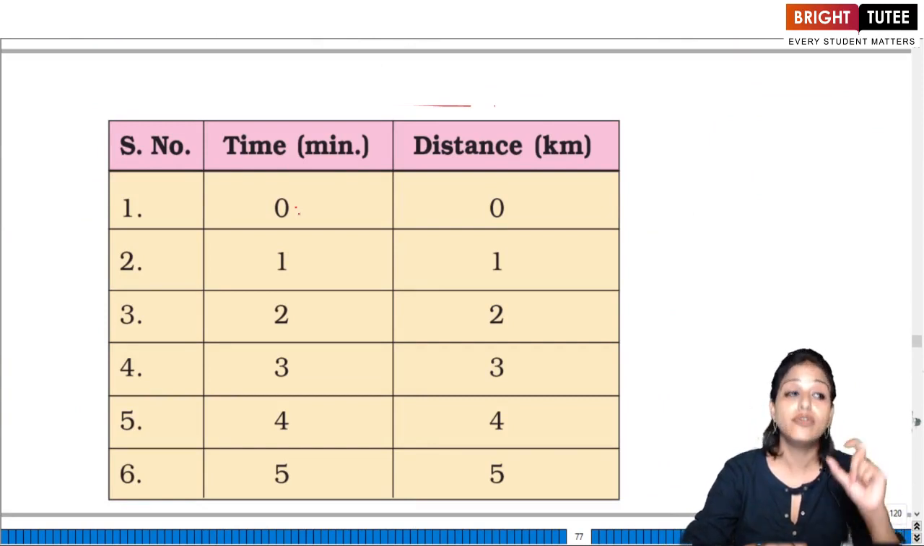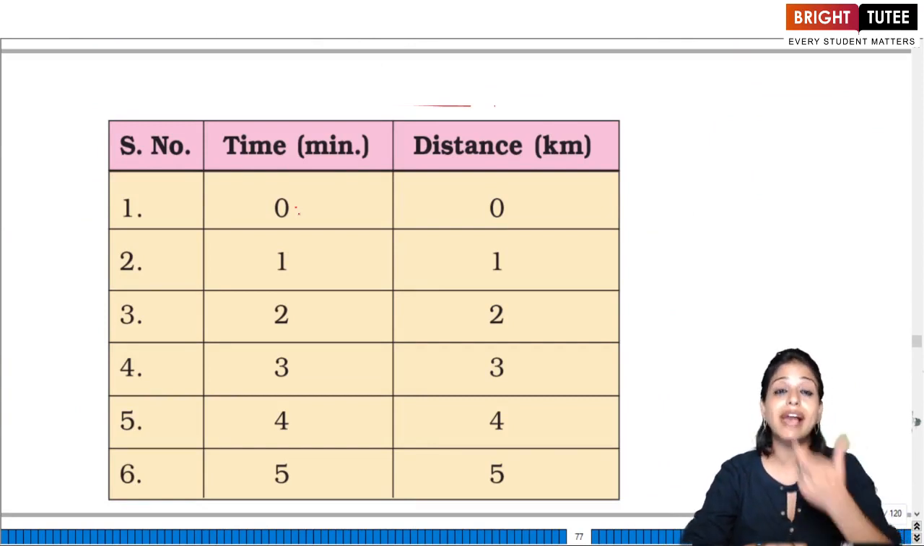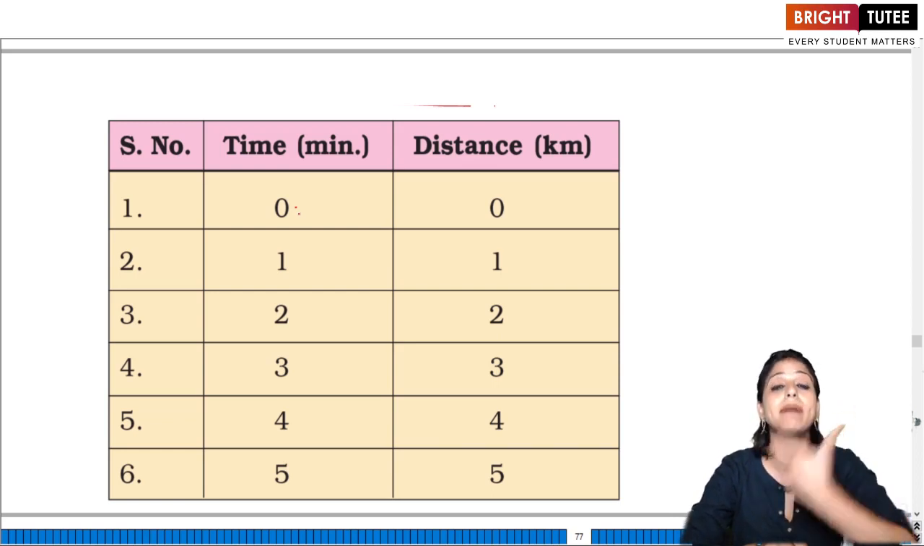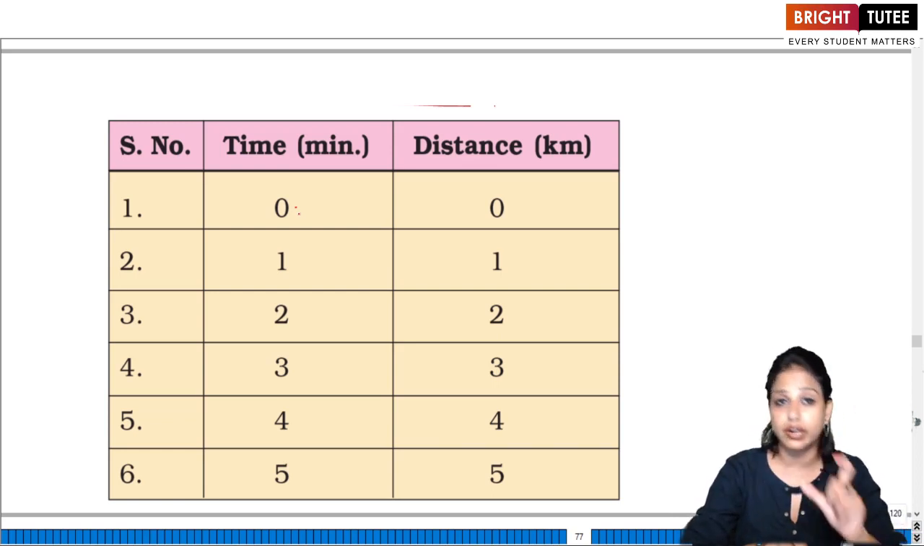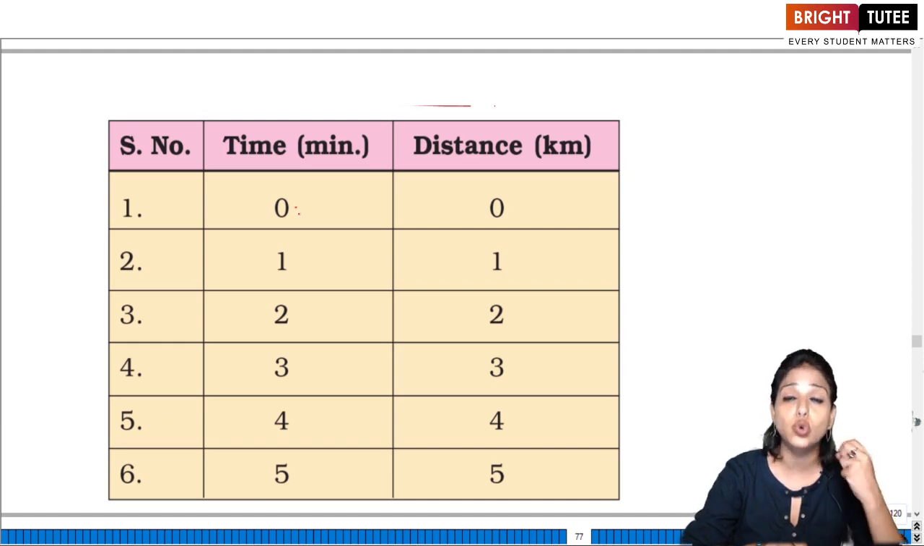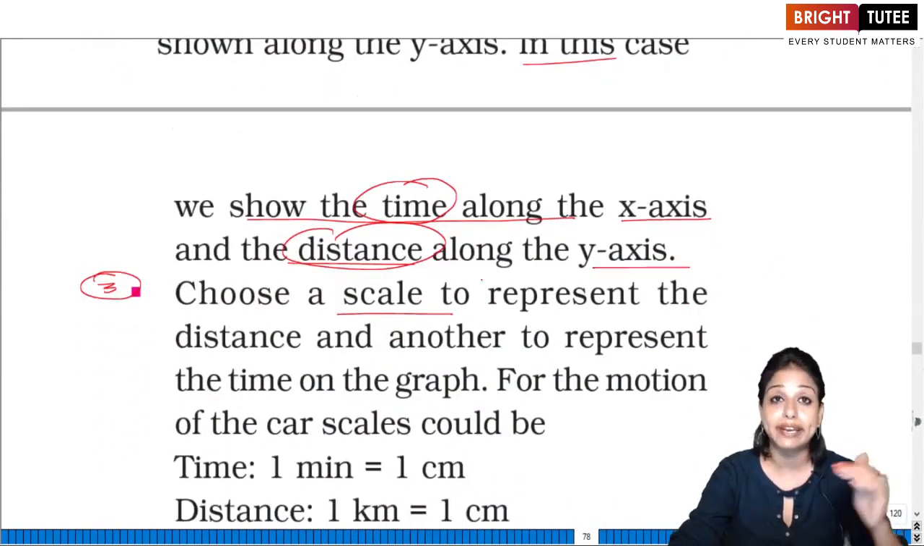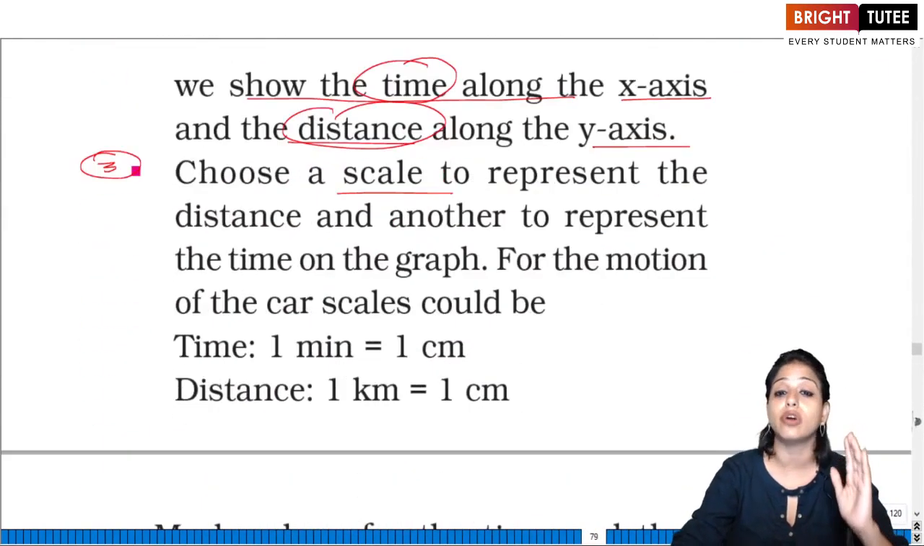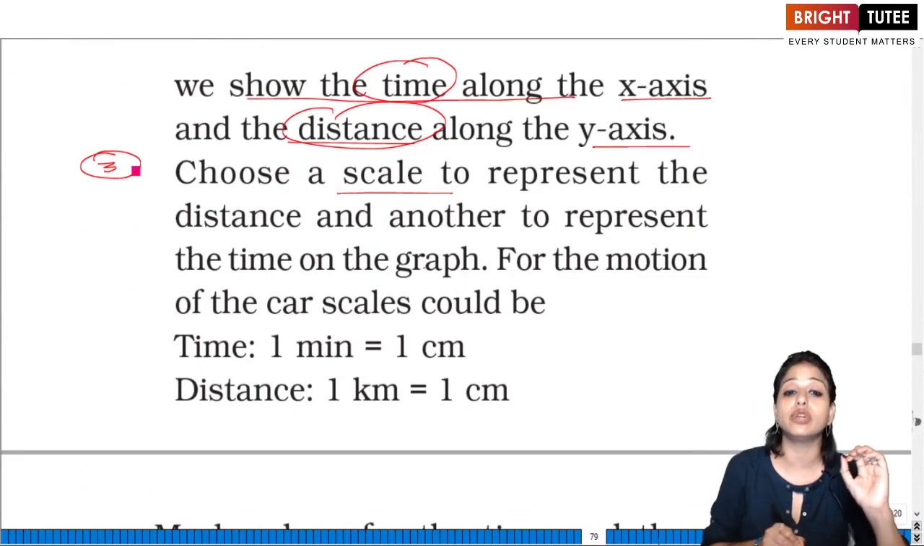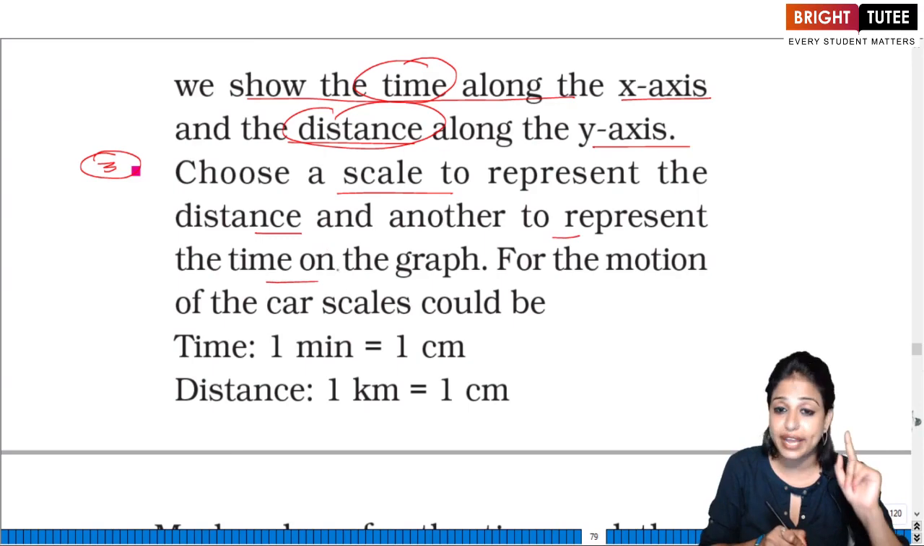If I take a scale of 0 to 10, then all these values will come in between only my first box, which is not right. On the other hand, the distance again is covered as 0, 1, 2, 3, 4. So again, I'll not take a distance to be 0 to 5 or 0 to 10 in one go. I'll take the scale so that I can take the values or data in an elaborate manner on my graph. So choosing a scale to represent the distance and another to represent the time is your next step.